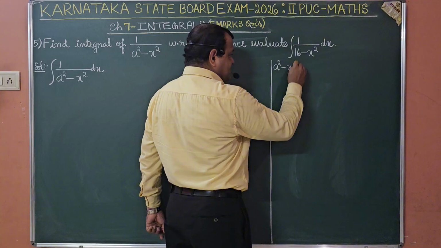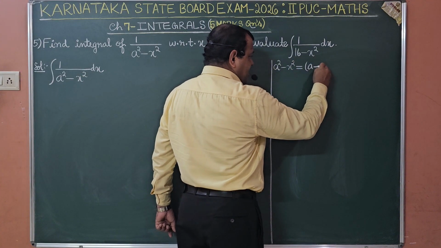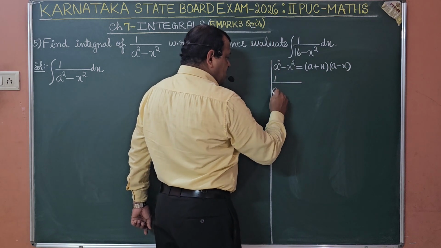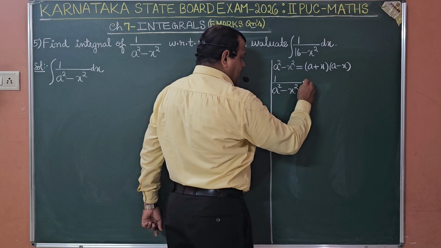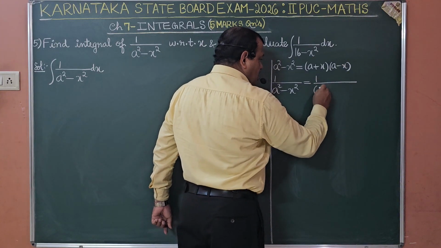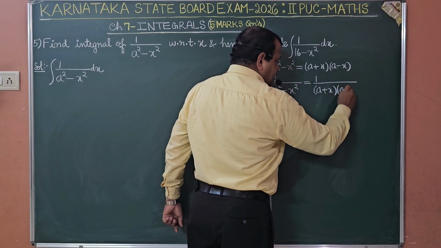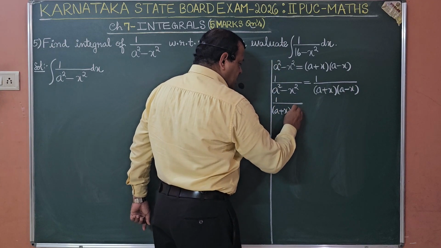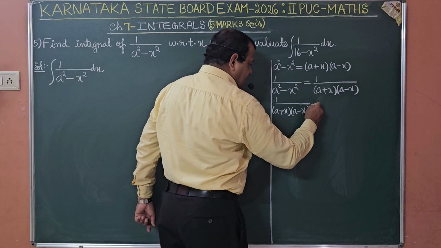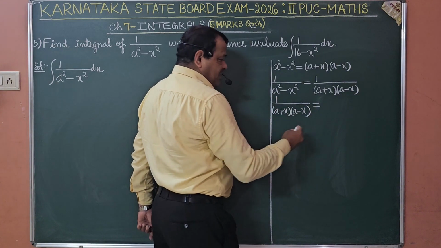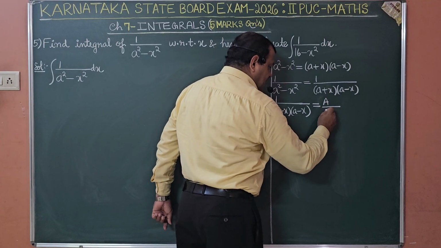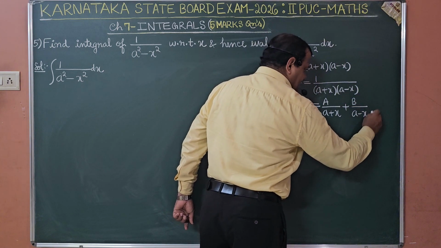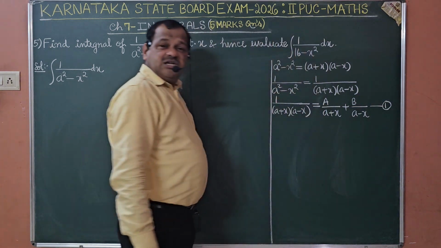So I will come back to the rough work side. The factorization of a square minus x square is a plus x into a minus x. Therefore, when you resolve this 1 by a square minus x square, first of all it should be written as 1 by a plus x into a minus x, and this can be written as two proper fractions, capital A by small a plus x plus capital B by small a minus x. This I will call equation 1.